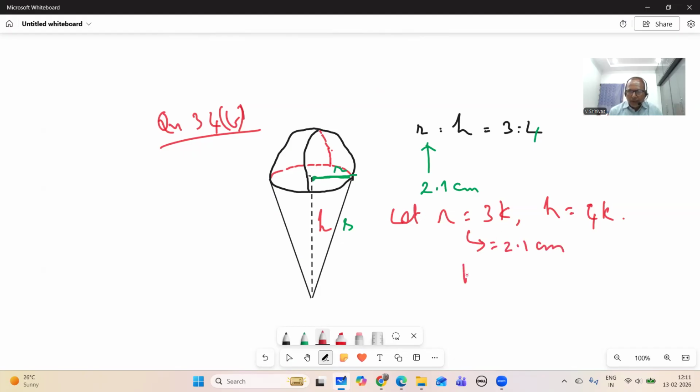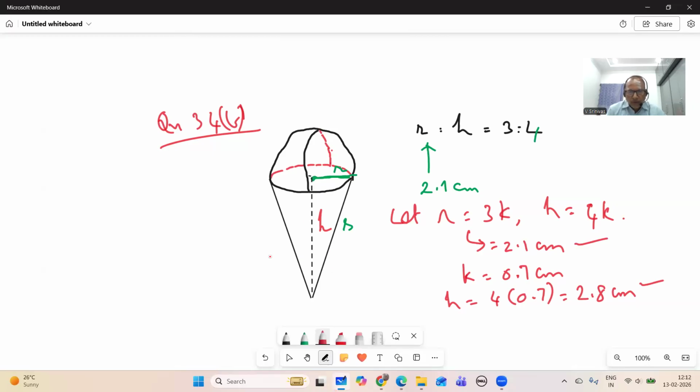Therefore, from here you calculate K equal to 0.7 centimeters. Okay, from here 3K equal to 2.1, you calculate K, that is 0.7 centimeters. You divide 2.1 by 3, you get K. Using K, you calculate h. h is equal to 4K, that is 4 into 0.7, this is 2.8 centimeters. Okay, so we have got radius and height of the cone. So we can calculate the volume of this cone.